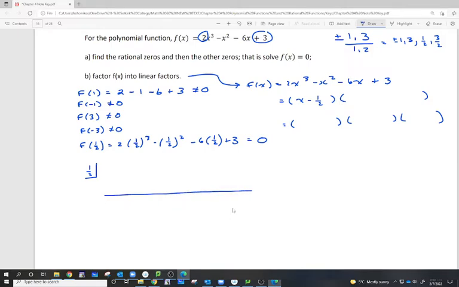I'm going to pull off my coefficients: 2, -1, -6, 3. And then I'm going to pull down. I'm going to multiply. I'm going to add. I'm going to multiply. I'm going to add. I'm going to multiply, and I'm going to be breathing a sigh of relief because I got 0, right? This is a way of checking your remainder theorem: when you do the synthetic division, you should end up with a remainder of 0. Now, what are these 2, 0, -6? These are the coefficients on my quotient.